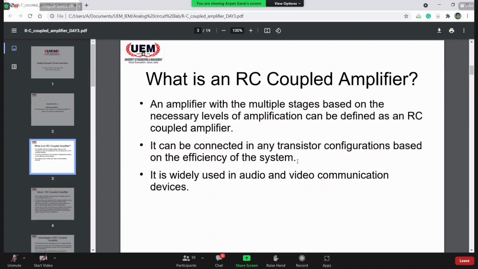Suppose in this class also, all the connections are done and I am connecting with you using audio visual aids. In this case also, this RC coupled amplifier or some other kind of amplifier is often used. So you can understand that in today's world, the amplifier and the RC coupled amplifier are often used.